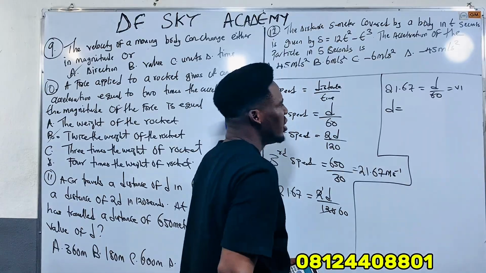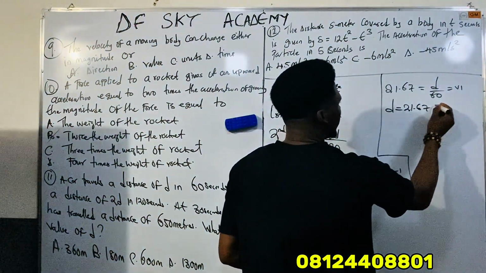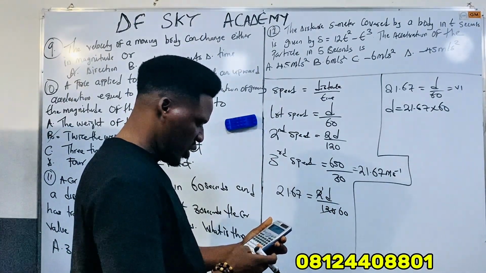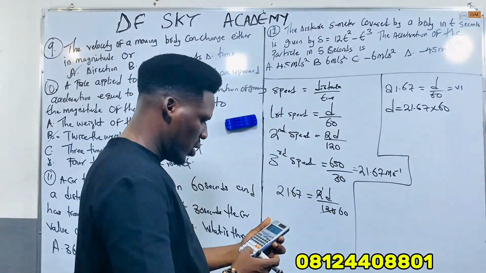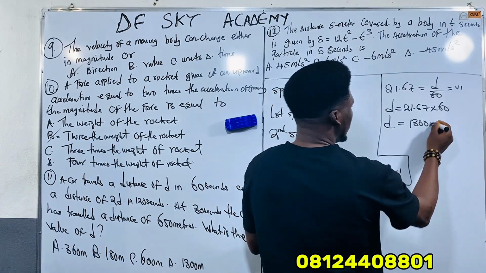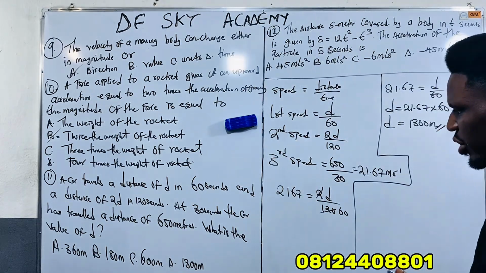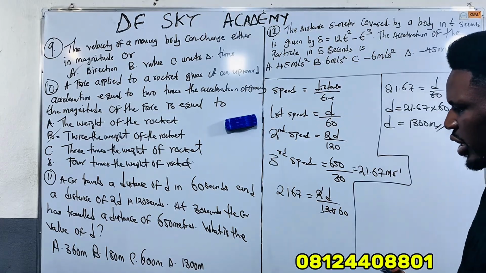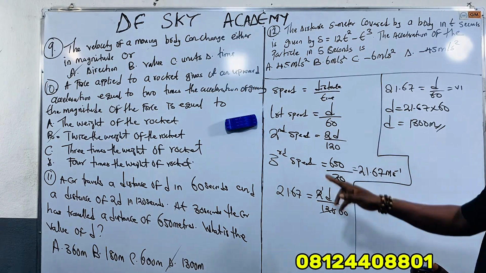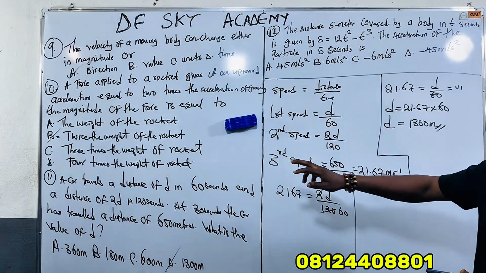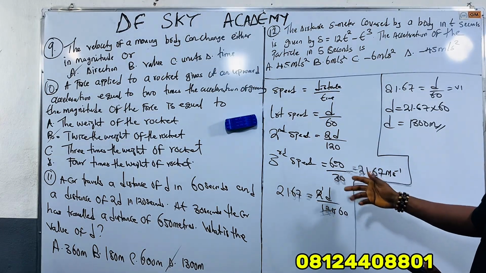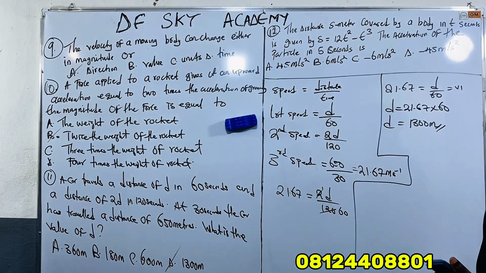So d will now be 21.67 times 60. What am I going to have? I have that d is equal to 1,300 meters. Do you have anything like 1,300 meters in the options? Okay, yes, option D. We have 1,300. So in this question, what you will do is calculate the first speed, second speed, third speed. They gave us the value of the third speed. Equate it with the second and analyze it. You will get the distance that is traveled.